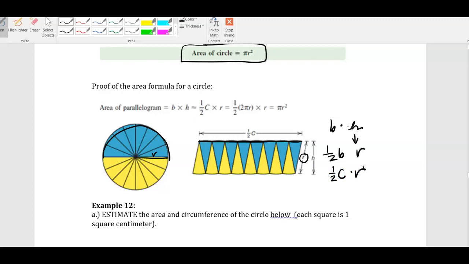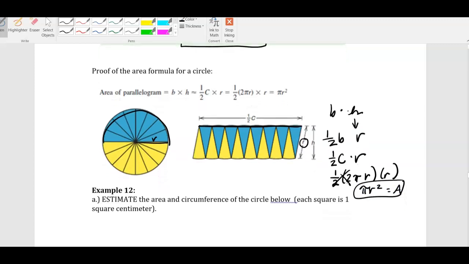is where we start, and then we ask ourselves, well, what's the circumference? The circumference is 2 pi r. Well, 1/2 of 2 is just 1, and then I'm left with pi r squared. So that gives us the area of a circle.